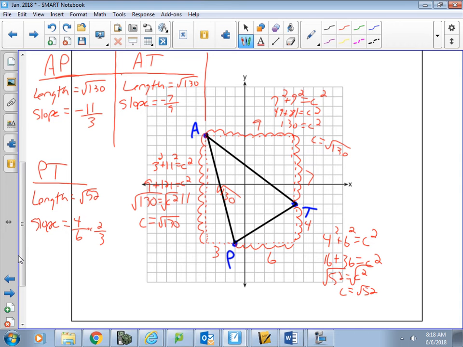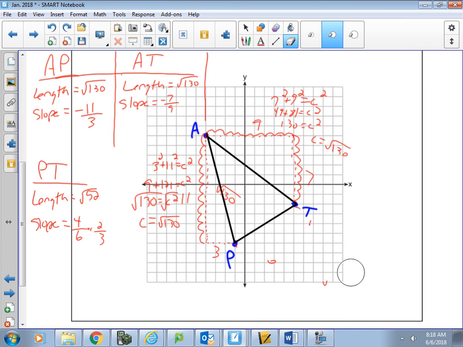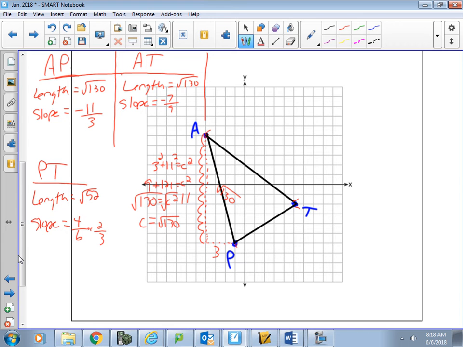I'm going to erase some of these things now. Where could we put R so that it's a parallelogram? If you think about it, R should be somewhere up here, but we have to figure out exactly where it should be. Remember, in a parallelogram, opposite sides are congruent. Opposite sides are also parallel.